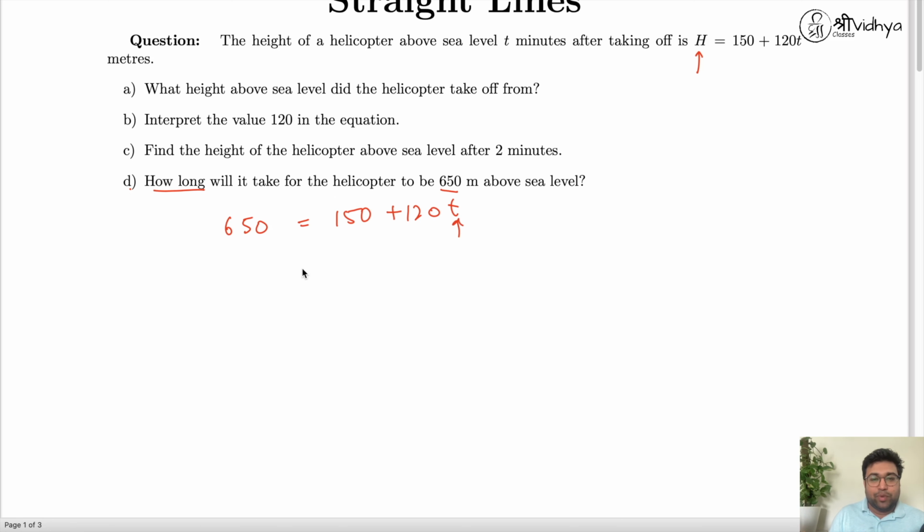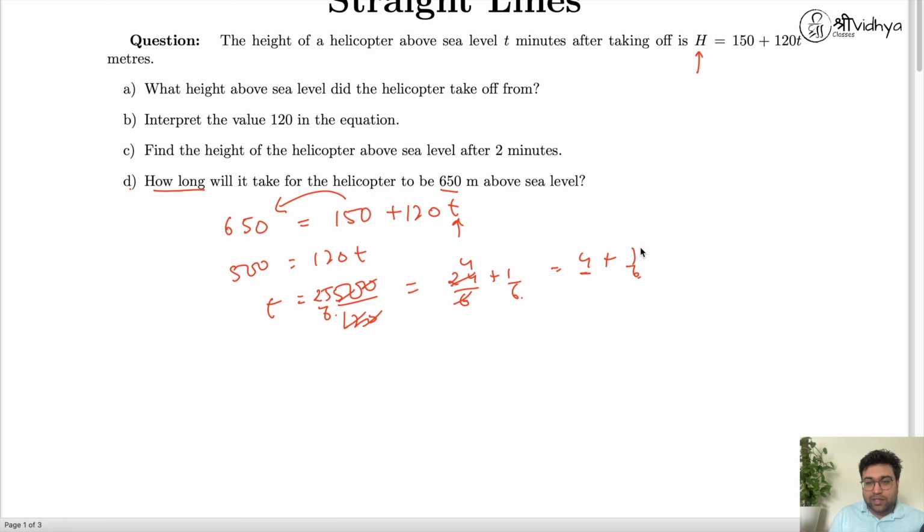So you can simply put this equation in the calculator, or we can also solve it manually, which is actually faster. So 650 minus 150 is 500, is equal to 120 into t, and then t is equal to 500 divided by 120. And then we can simplify it to 25 upon 6, which would be, now this is a trick which you can learn to make your calculation faster, 4 plus 1 over 6. So this is obviously in minutes.